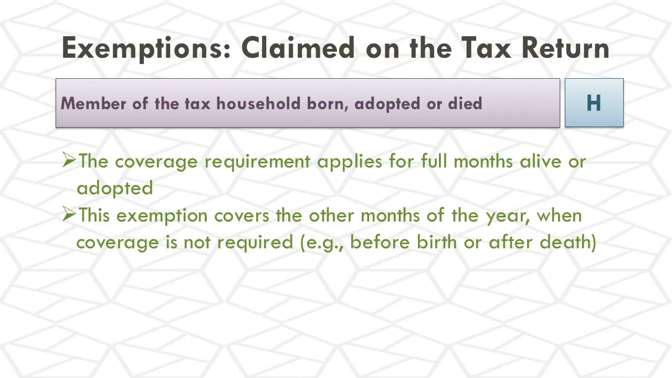If they had coverage during any part of November before they passed away, then you would only need to claim the exemption for December. Code H is a little bit complicated for tax households with more than one person because this coverage exemption must only be applied under very certain conditions. For instance, if the entire household had MEC all 12 months and a deceased taxpayer did not have coverage during the months after death, Code H would not need to be applied, and you can select that everyone in the tax household had MEC for all 12 months.